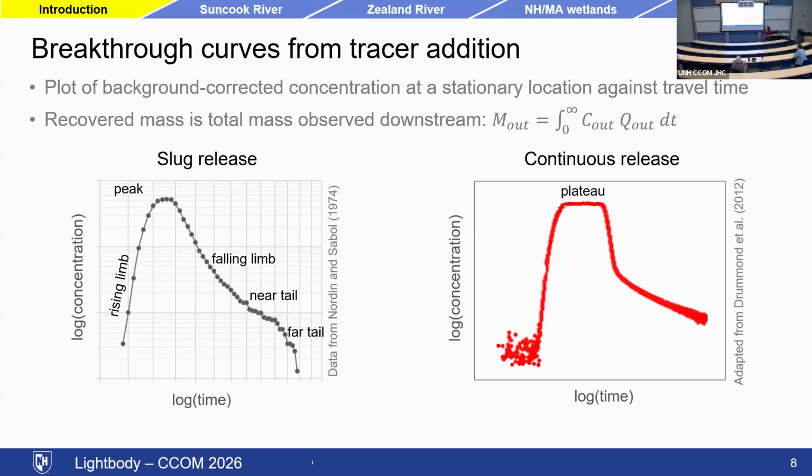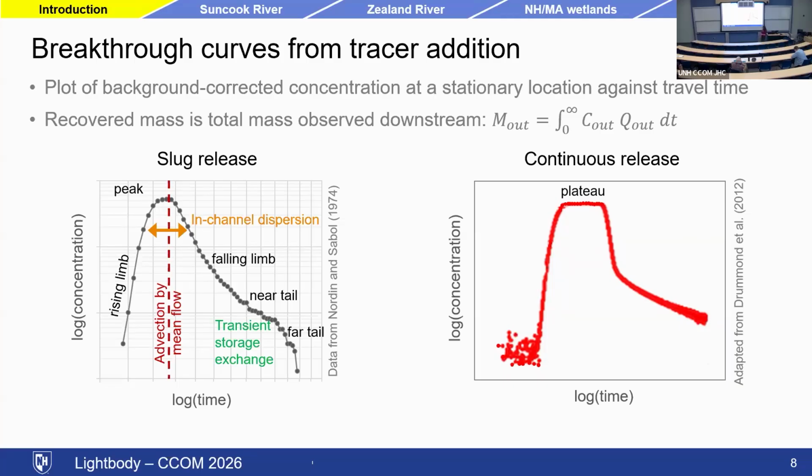And we typically interpret this slug release breakthrough curve as representing the residence time distribution of water parcels marked by our introduced conservative tracer. It represents how long they're spending within the reach. We can use the peak of that curve to give us an idea about advection by the mean flow within the stream. We can use the width of that curve to give us an idea of in-channel dispersion or spreading. And then the tail gives us some information about transient storage.